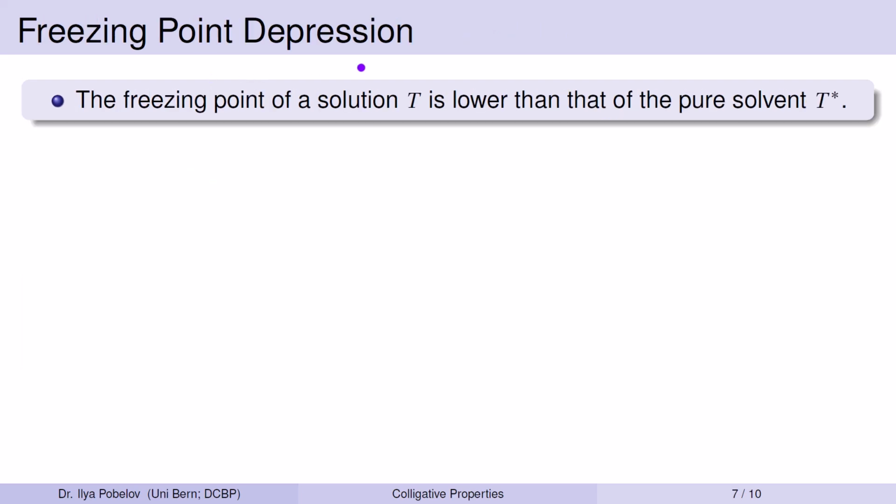Freezing point depression refers to the phenomenon where the freezing point of a solution is lower than that of the pure solvent. This effect is observed when a solute is introduced to the solvent. The degree to which the freezing point is depressed, denoted by delta T, is the difference between the freezing point of the pure solvent T star and the freezing point of the solution T.